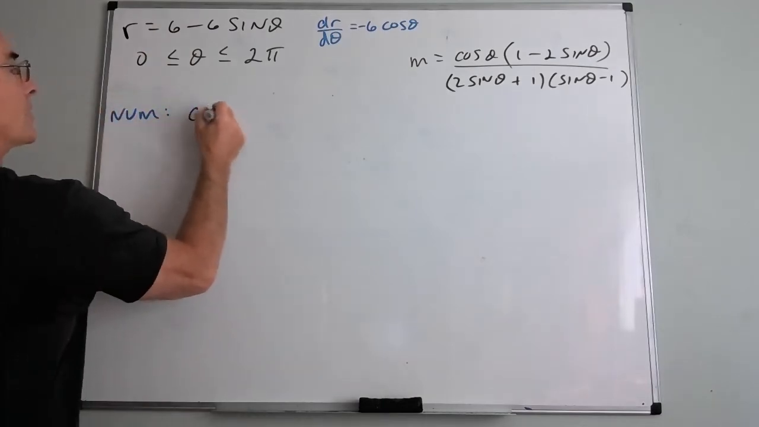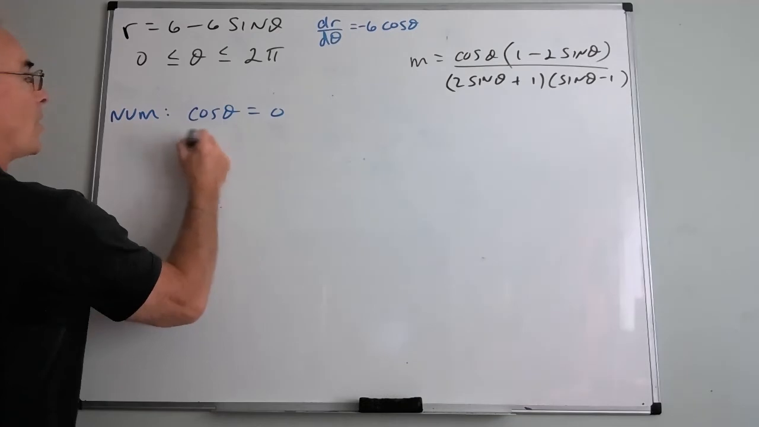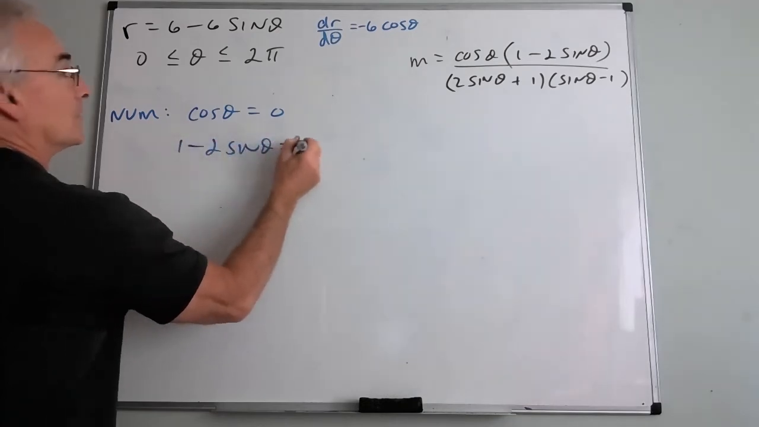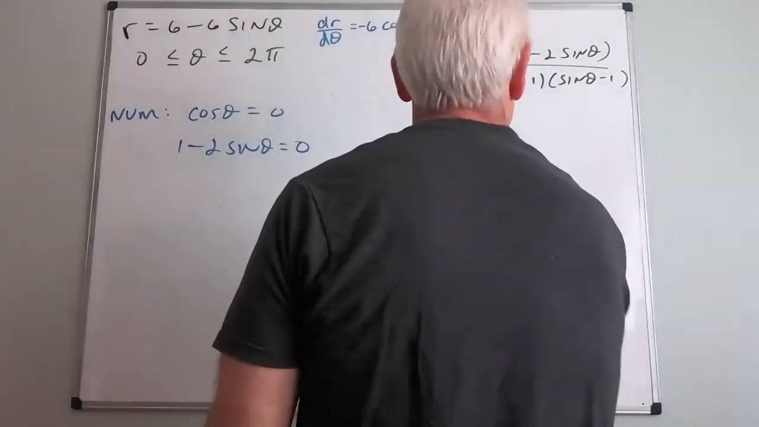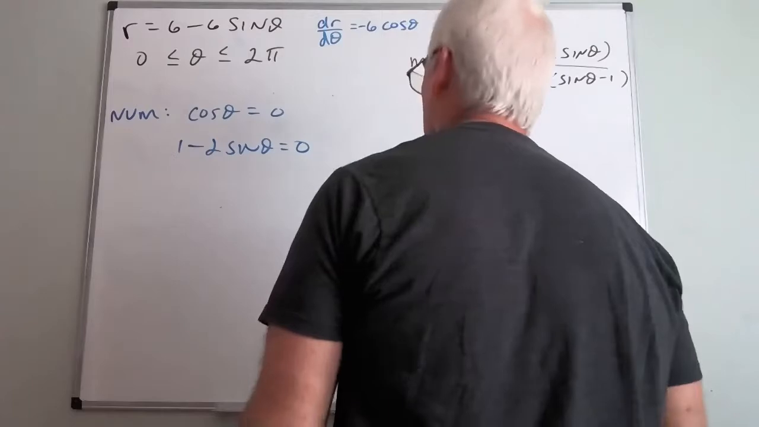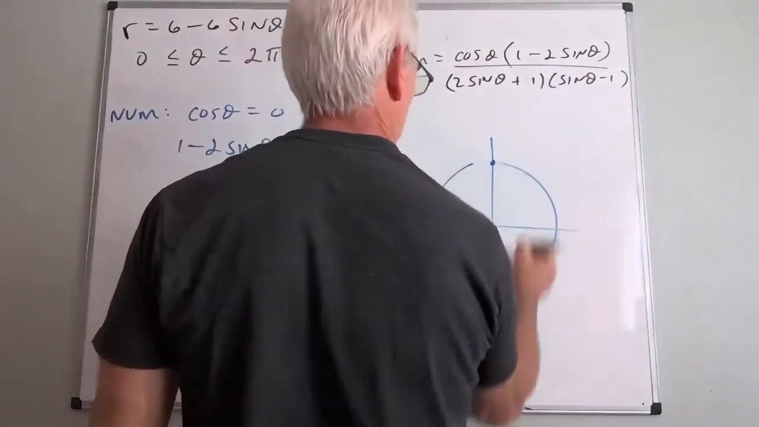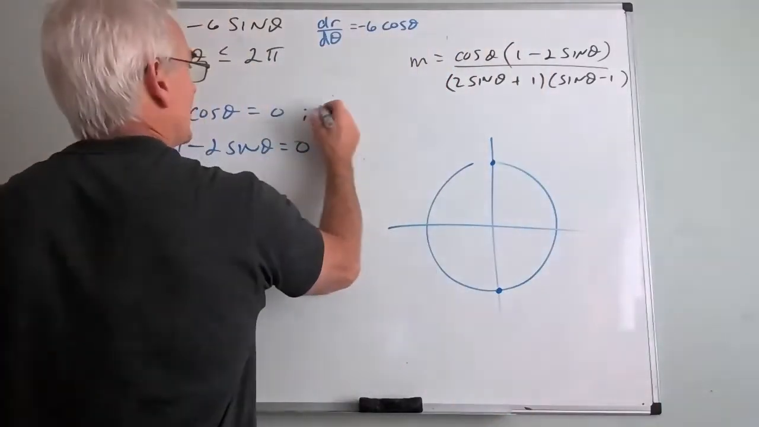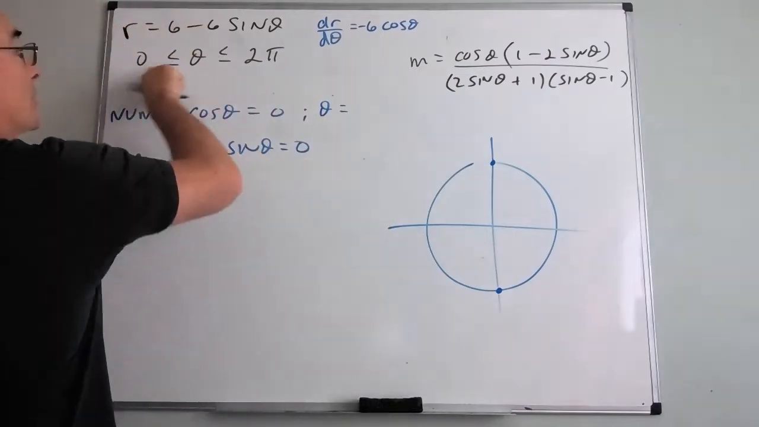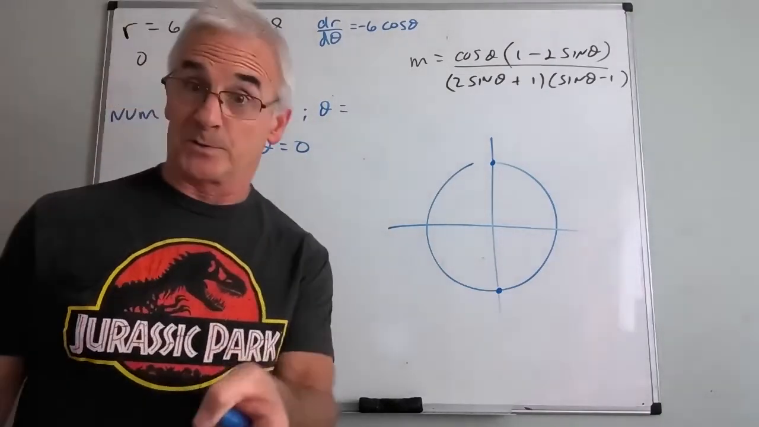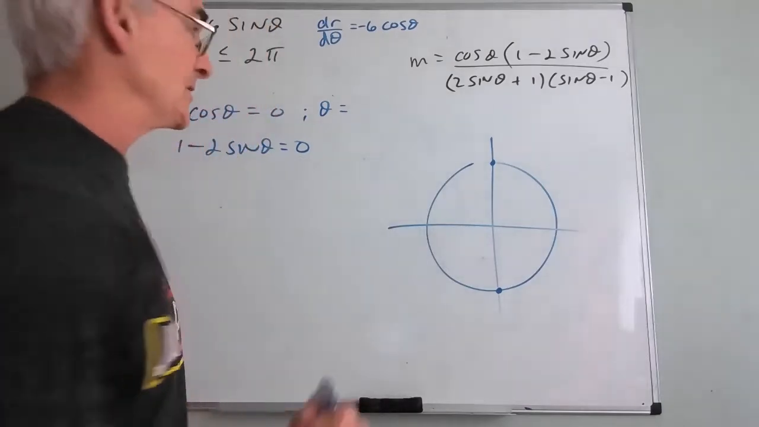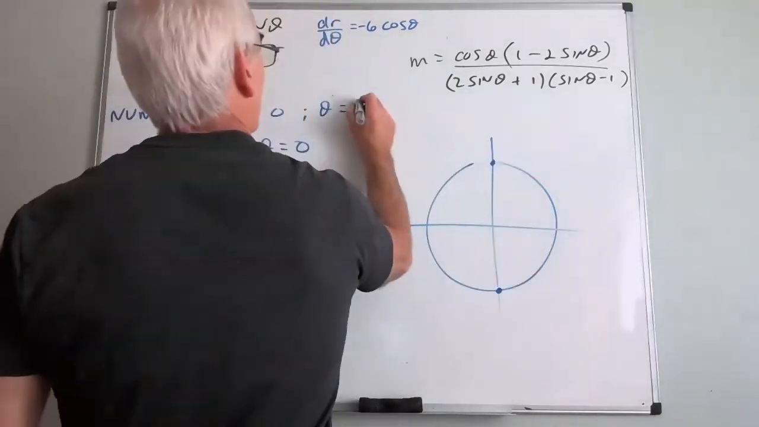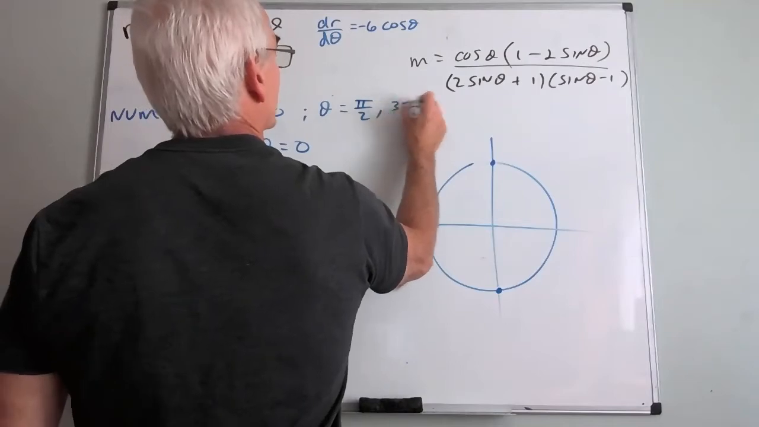All right, I need cos theta equals 0, and I need 1 minus 2 sine theta to equal 0. Well, let's see. When is the cosine equal to 0? The easiest way to do this usually is just think of a unit circle. When is the cosine 0? Well, here and here. So that would be at theta, and by the way, remember 0 to 2 pi. So I'm only going to give angles between 0 and 2 pi. I'm not going to do the plus k 2 pi kind of thing because we just want the ones between 0 and 2 pi. So I want pi over 2 and 3 pi over 2. Well, that was easy enough.